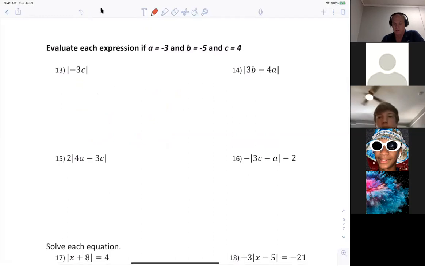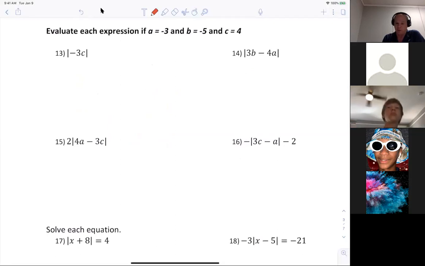Now, here is just a repeat. That was like the guided practice, and this is like the extra practice. So let's just go ahead and continue doing the odds. So negative 3 times c, which is 4. Absolute value of negative 12 is 12.